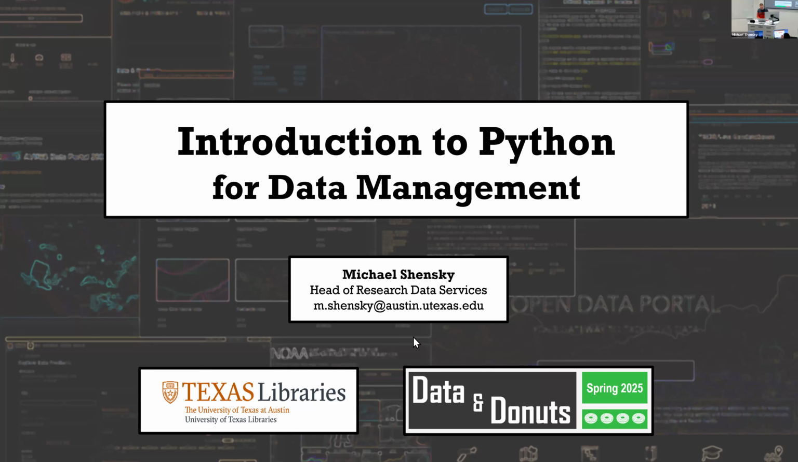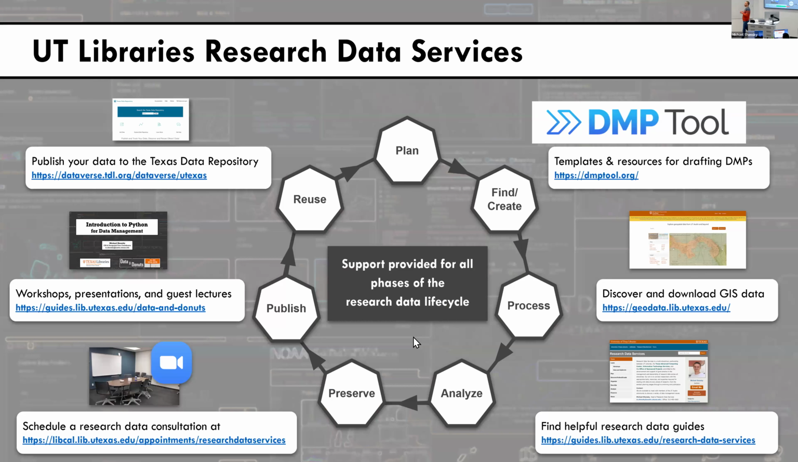All right, so let's go ahead and jump into our content today. I want to quickly talk a little bit about who I am. I am our Head of Research Data Services for the UT Libraries. That Research Data Services team offers a variety of services to everyone on campus, students, faculty, and staff. You can see that those services are highlighted up here. We offer support for all phases of the research lifecycle, everything from the earliest planning stages through data collection, data analysis, publishing your data.